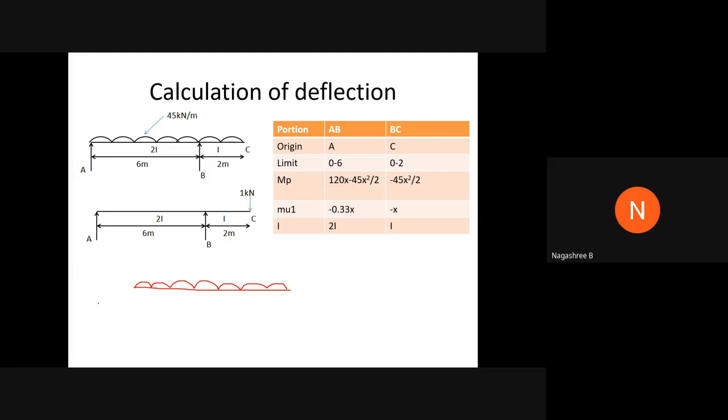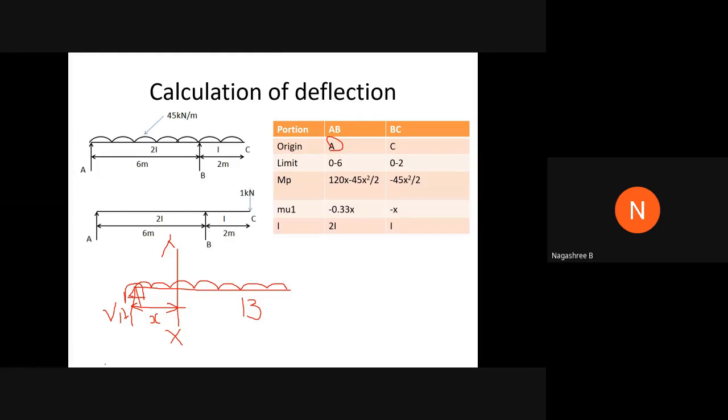Now this is A and this is B. Here I consider the section over here, XX. The origin is at point A, so I need to consider the section XX from A itself, at a distance of X, not from B, because the origin point is A. I also have the load VA here.